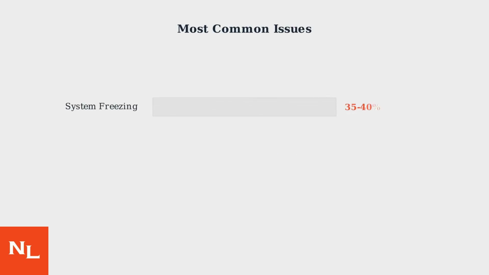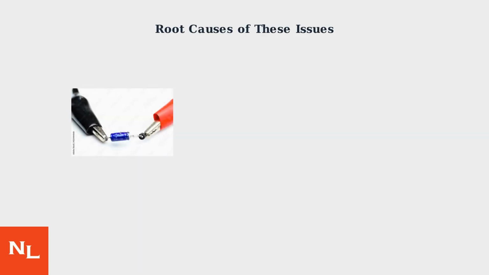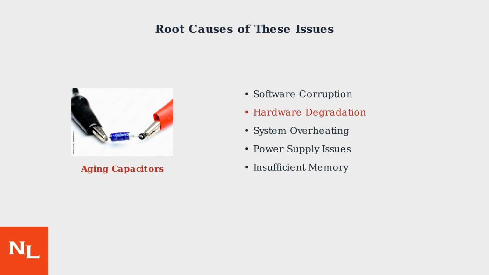Research shows that system freezing affects 35 to 40% of reported cases, making it the most common problem. Spontaneous reboots occur in 30% of cases, while touchscreen unresponsiveness affects 25% of users. These problems stem from several root causes: software corruption from incomplete updates, hardware degradation, including aging capacitors, poor thermal management causing overheating, power supply fluctuations, and insufficient memory allocation all contribute to system instability.